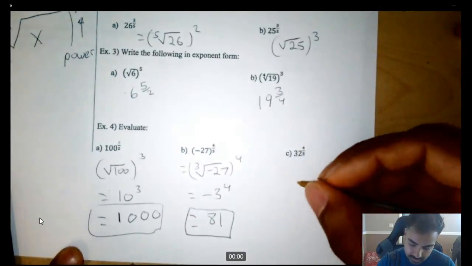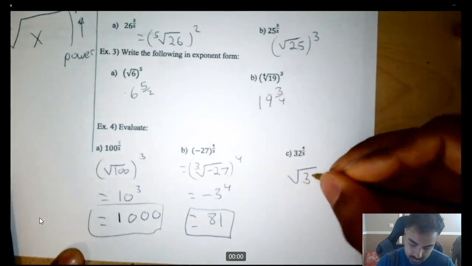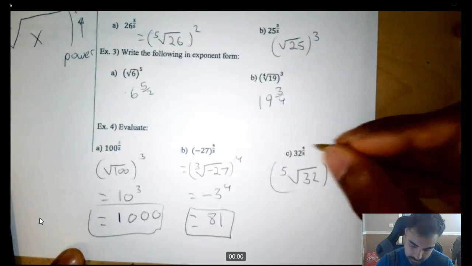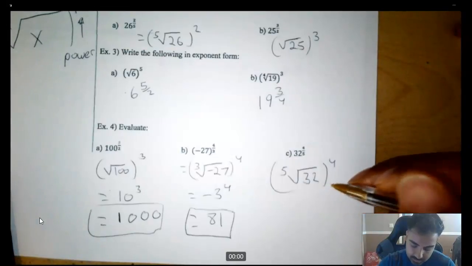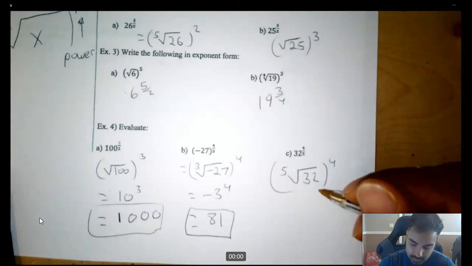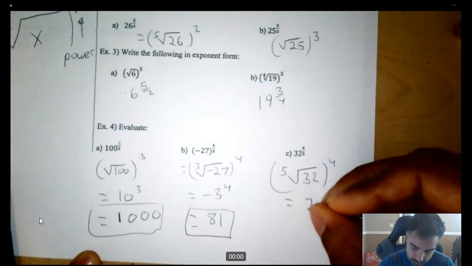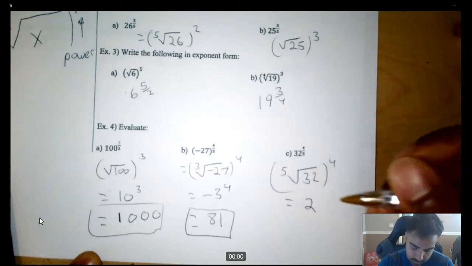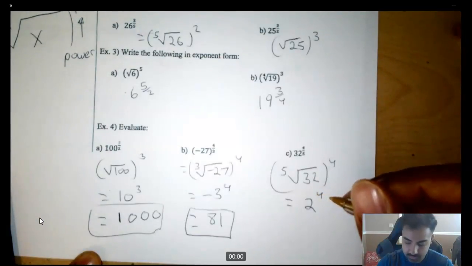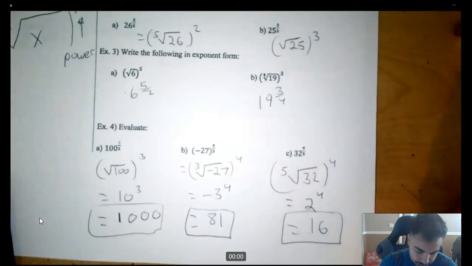Okay, so last question here on this page. Put it into radical form first. 32, the 5 gets swung over. Put it all in brackets to the power of 4. So what number multiplied by itself 5 times will give you 32? Here, you know, it's going to be 2 times 2 times 2 times 2 times 2. So it's going to be 2. And then still to the power of 4. So what's 2 to the power of 4? 2 times 2 times 2 times 2 equals 16. Okay.